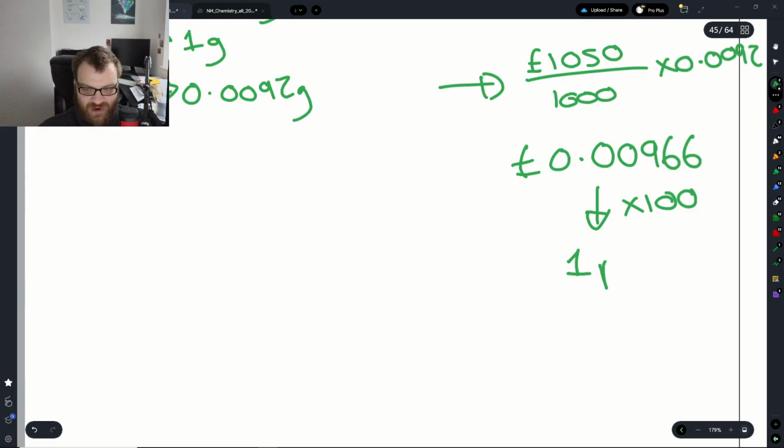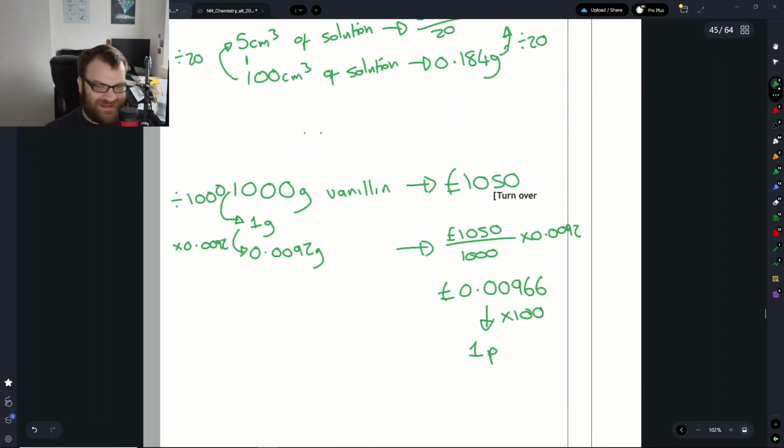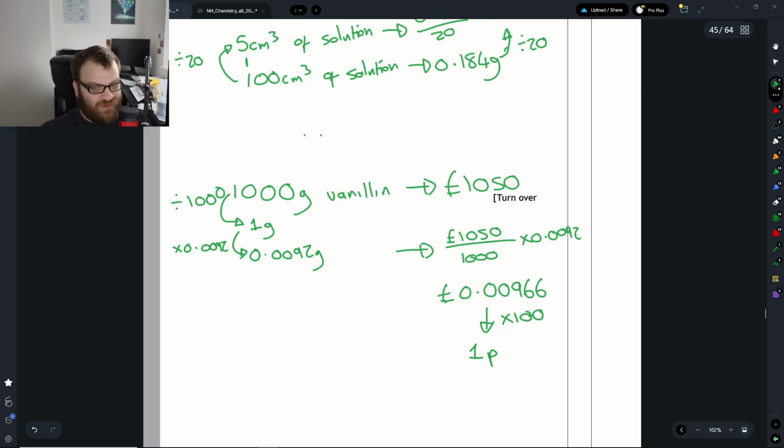Having gone through all that work to come out with 1 pence, it sounds like it's not the correct answer, sounds like it's made up. But that is what it would work out to for this question.